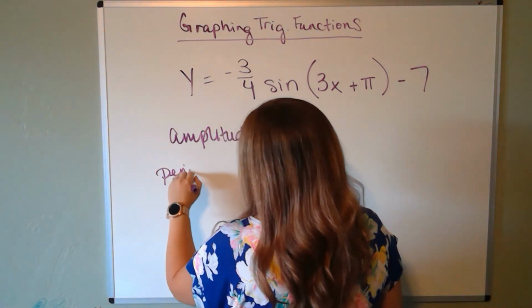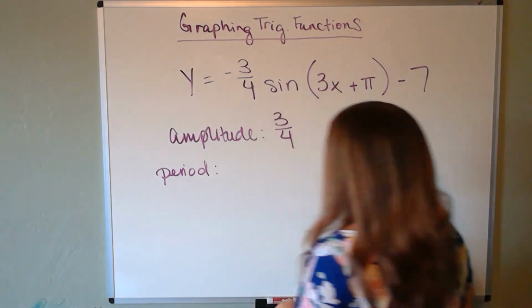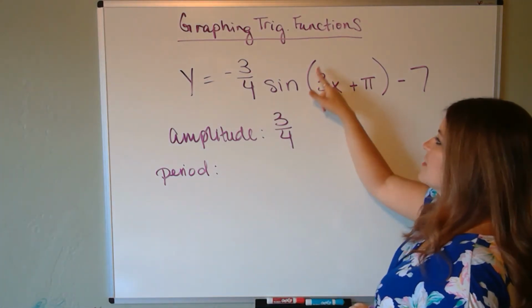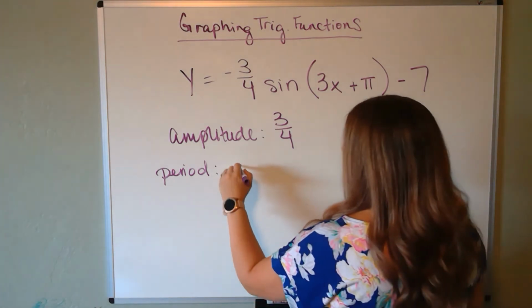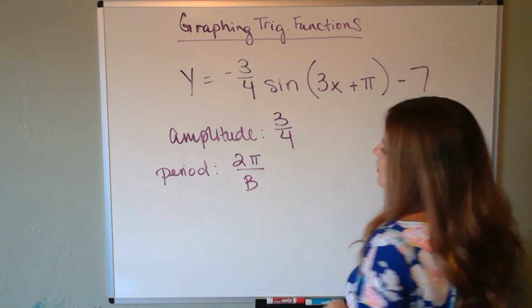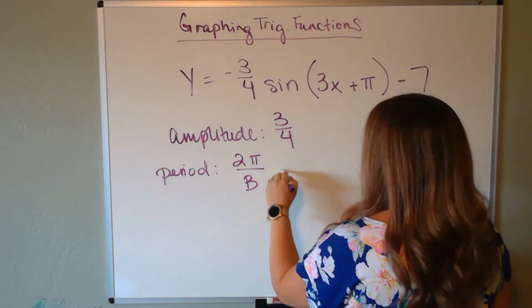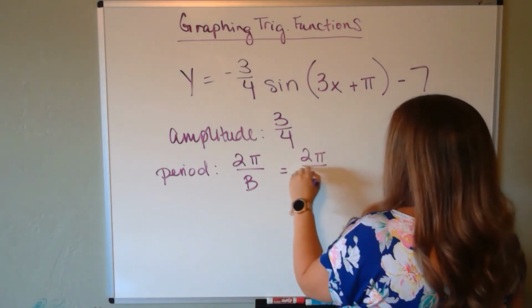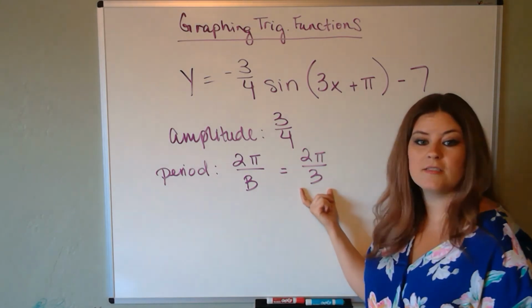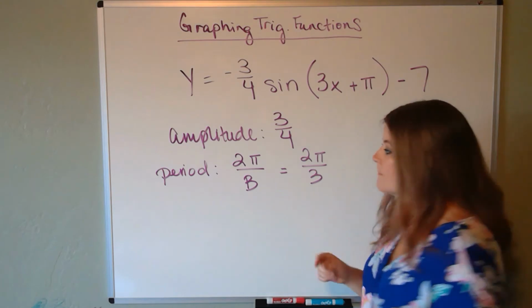It's going to ask what is the period of this function. Remember where period comes from. It's just this value with the x, that b value, and I take that b value and I do 2 pi over b to find the period. So I get 2 pi over 3, and I can't really reduce that, guys. The period would be 2 pi over 3.